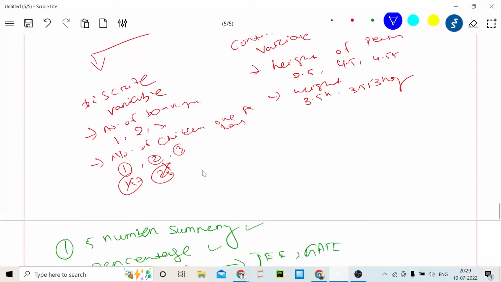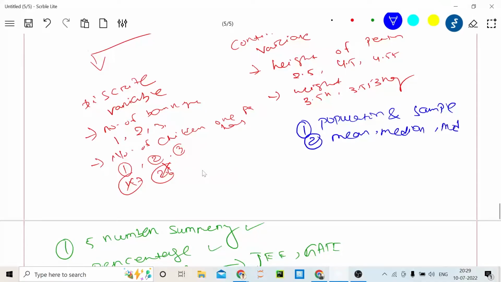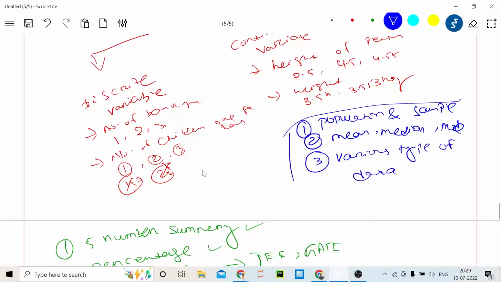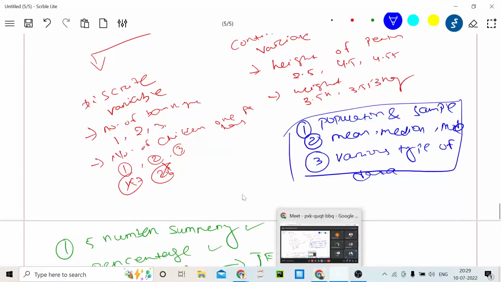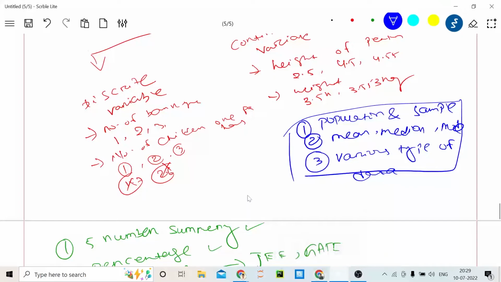So what did we learn today? Number one is population and sample. Number two is mean, median, mode, and number three is the various types of data. On these three points, if anyone has any doubt, ask me and I will give you the answer. Anything regarding population, sample, or mean, median, mode, you may ask.